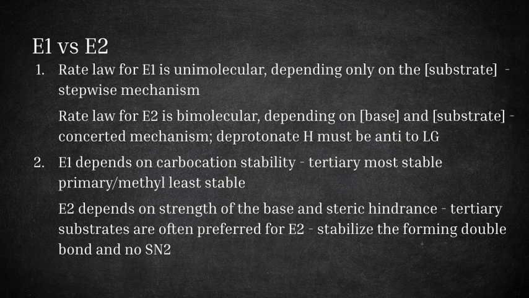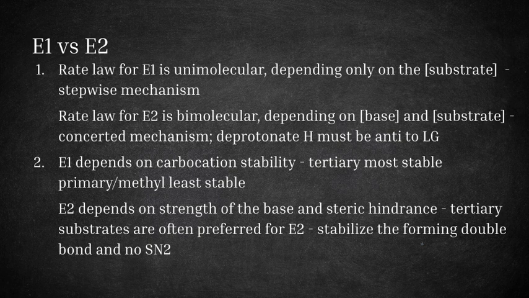E2 reactions proceed through a concerted mechanism, where the base removes a proton from the beta carbon while the leaving group departs simultaneously. It's also important to remember that while the orientation of the beta hydrogen relative to the leaving group is irrelevant for E1 reactions, the beta hydrogen must be anti to the leaving group on the alpha carbon for E2 reactions to occur.